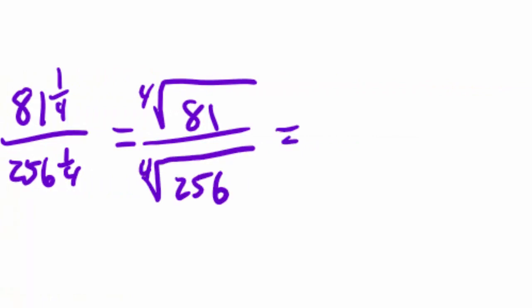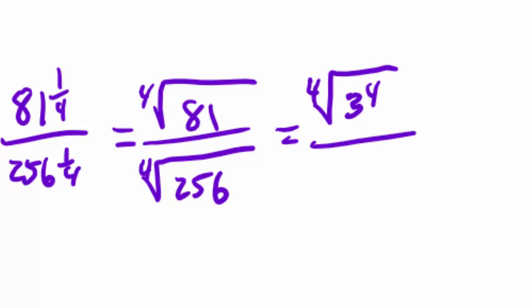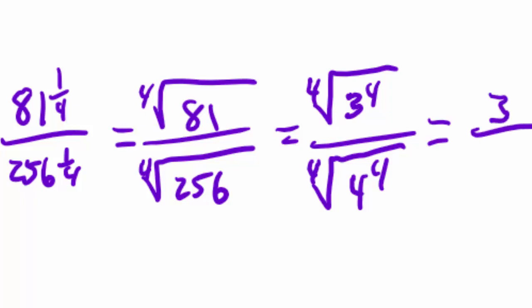The 4th root of 81, well, 81 is actually equal to 3 to the 4th power. And 256 in the bottom here, so the 4th root of 256, that's equal to 4 to the 4th power. All right, so on top I have the 4th root of 3 to the 4th. The 4th root cancels with the 4th power of 3, so I end up with a 3 on the top. And on the bottom, the 4th root cancels with the 4th power of 4, leaving me with just 4. So this entire expression at the beginning just simplifies to 3/4.